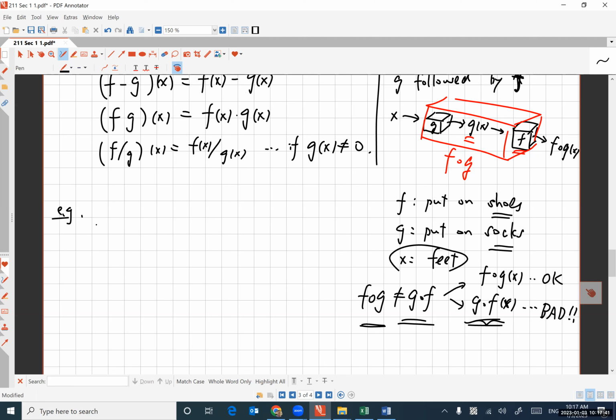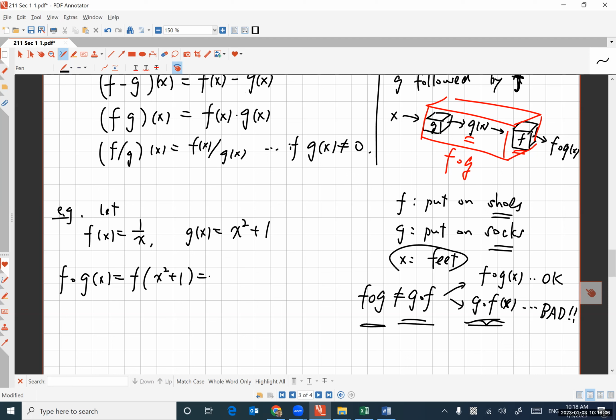All right, so here's an example. Let f of x be 1 over x, and g of x be x squared plus 1 or something. What is f of g of x? Well, all you have to do is to just write g of x. Now what does f do?